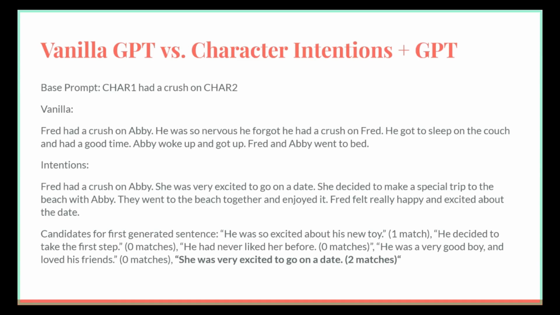For example, the intention model decided that it would make more sense for characters who have a crush to go on a date than to be excited about a toy or to be a good boy. This is our model working at its best, prioritizing the sentences that have the greatest through line with our lingering character intentions.